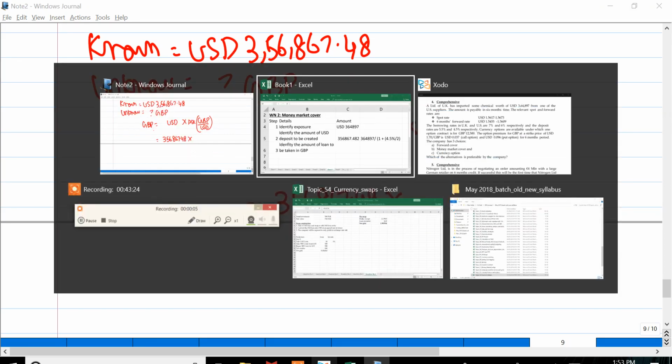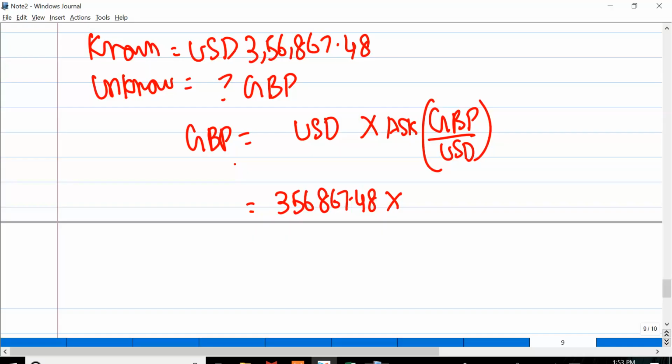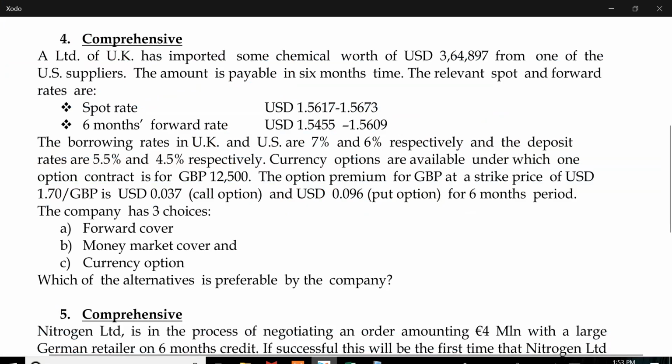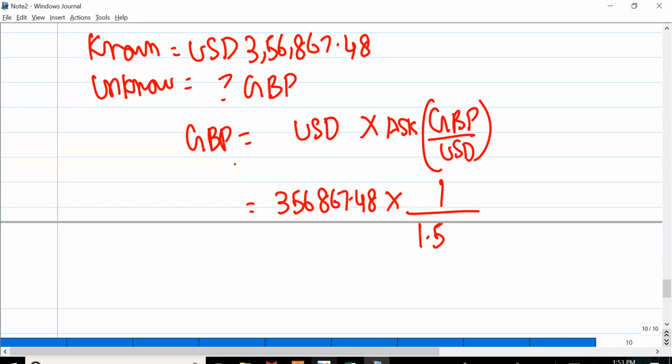356,867.48 into ask GBP per USD, 1 divided by 1.5617. This is the loan you have to take on day 0. I've told you, we have repeatedly done this calculation. We have to take this amount of loan on day 0. After taking the loan, you will do the conversion. After doing the conversion, you will create the deposit. All of that is going to happen. First, we are doing the calculation. What loan is needed?